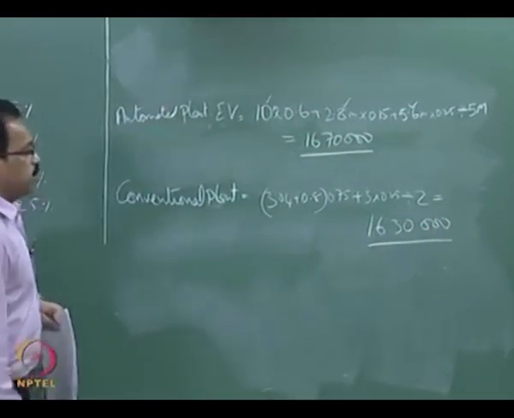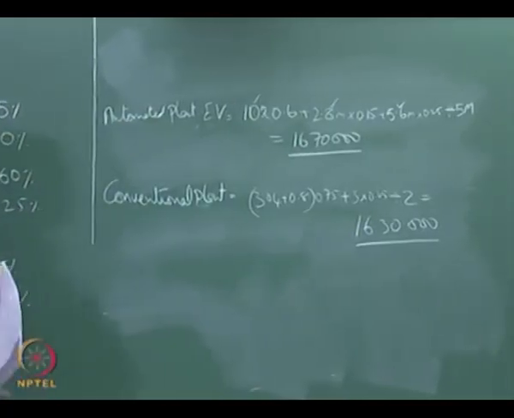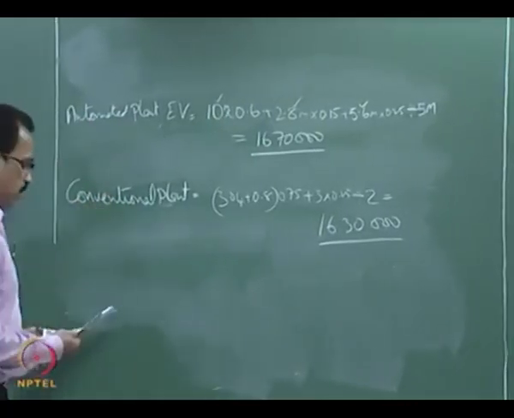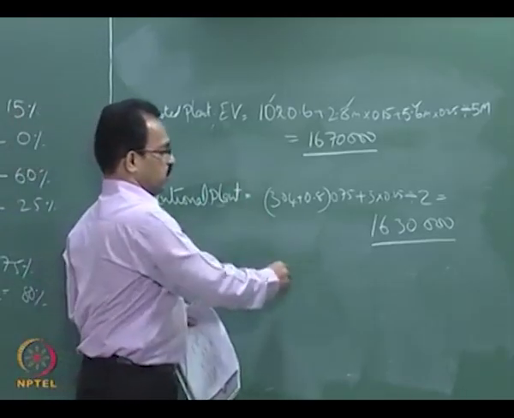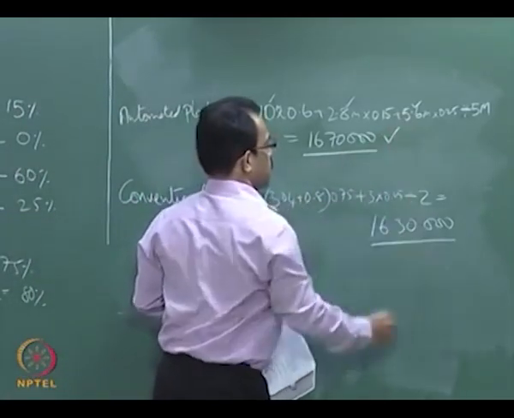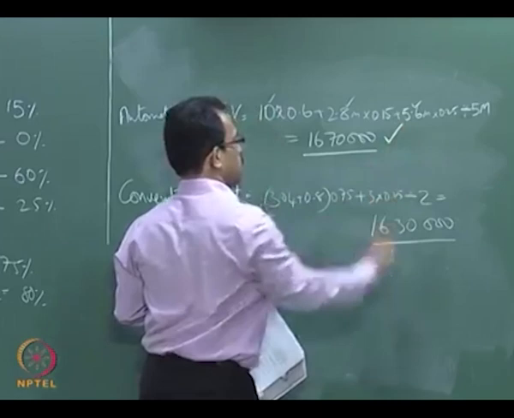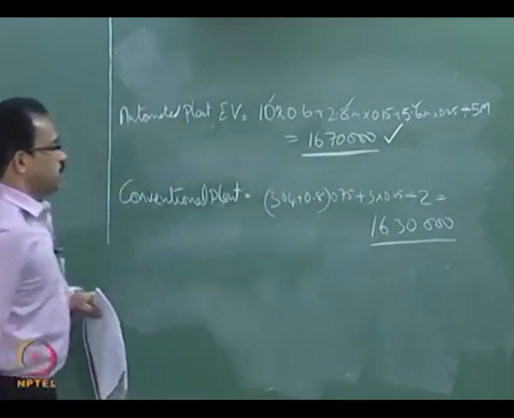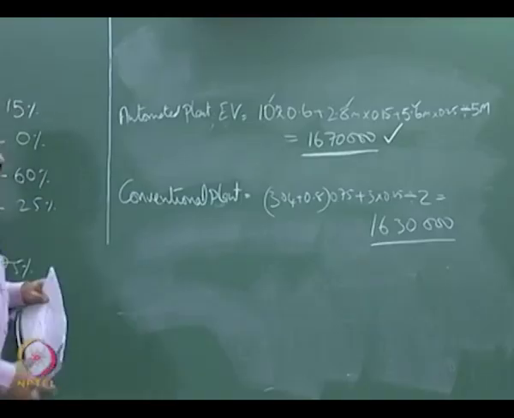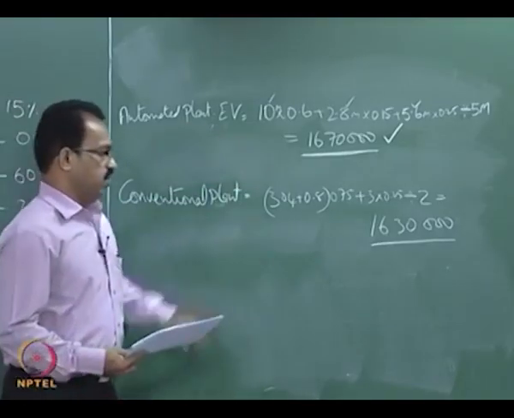So these are the expected values of these two decisions, whether you go for an automated plant or a conventional plant. This actually tells you what is the expected value of these two decisions, and from there we can see that this has got a high expected value of the decision, therefore we can go for the automated plant. That is the first decision, whether to go for an automated plant or a conventional plant.